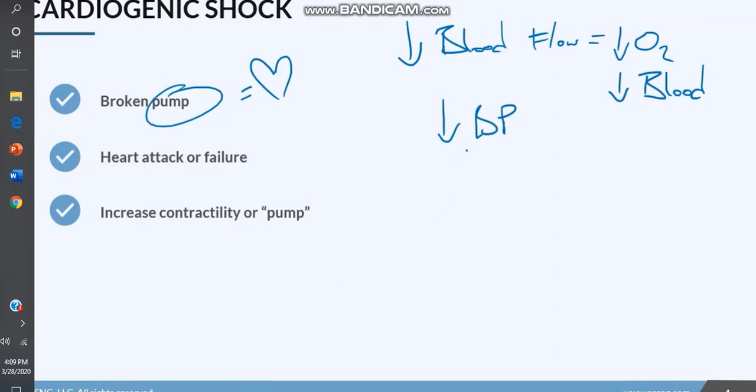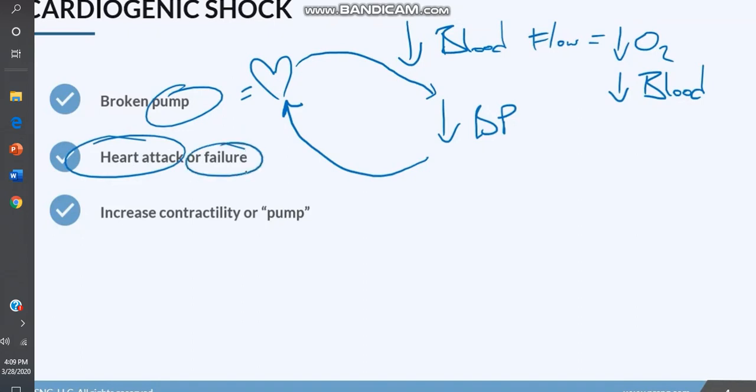And this actually creates another problem in itself. The blood pressure is dropping, and so now the blood can't get back to the heart. The heart can't pump, so blood pressure drops. So you end up with the heart tissue itself not getting enough blood supply, and you actually get some damage to the heart itself. One of the most common causes is heart attack or heart failure.